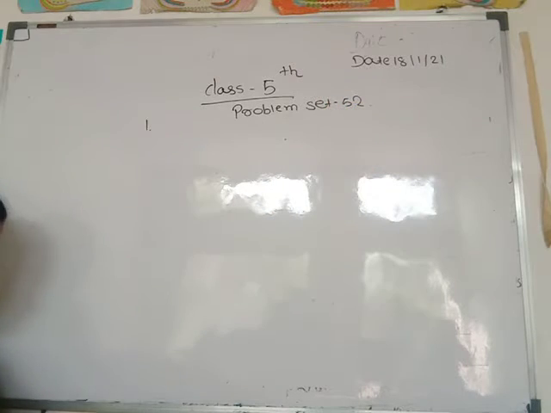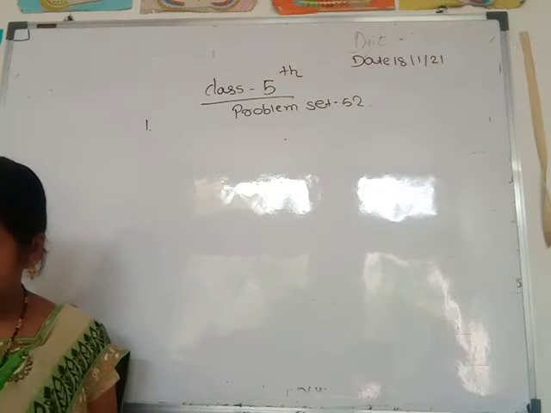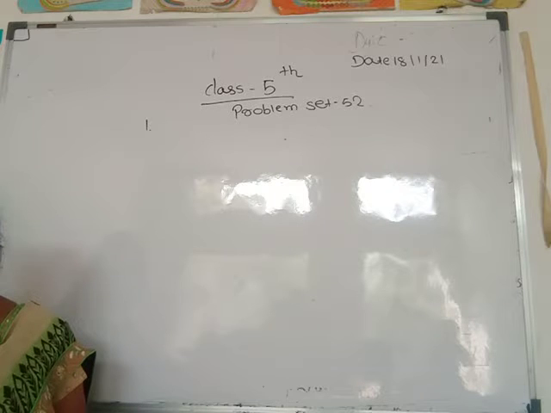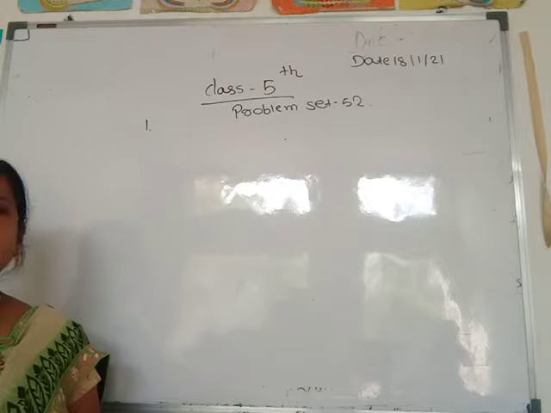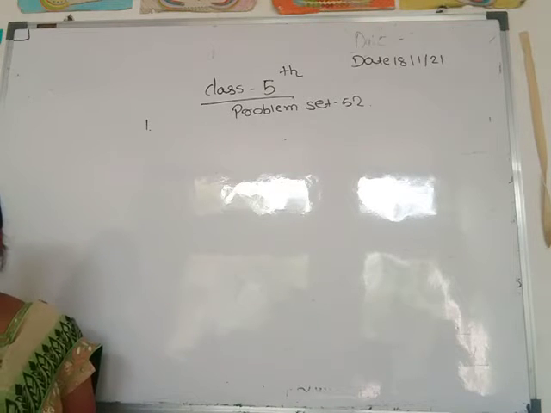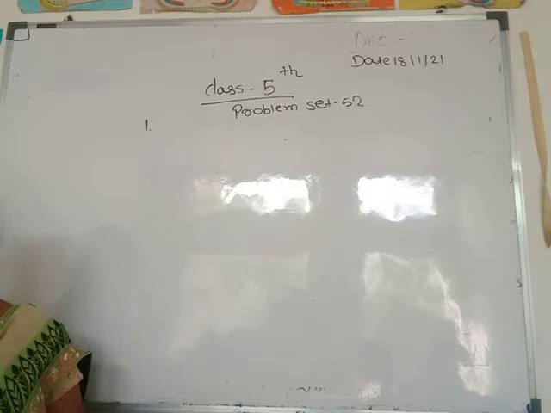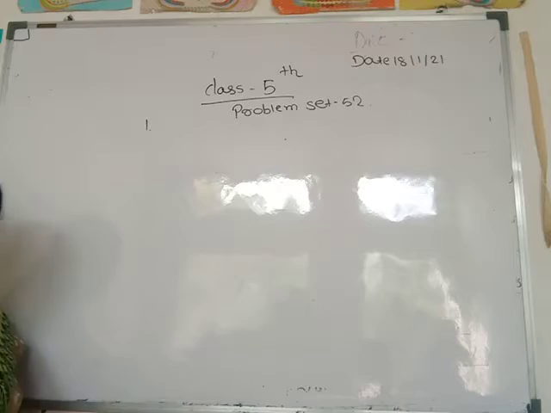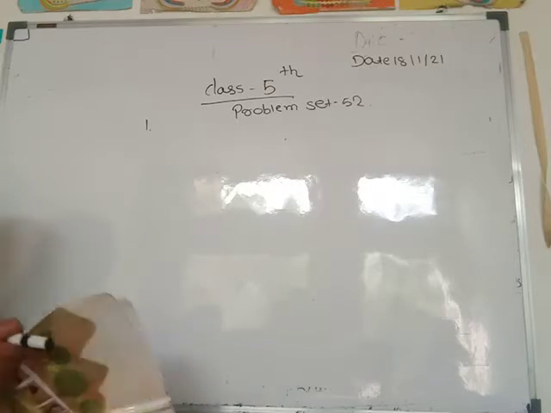First question. Stocks of various types of grains stored in a warehouse are as given below. Make a pictograph based on the information given. Here information is given, grain and sacks. By using this information, you draw this graph of picture type. Firstly, you see this first question.